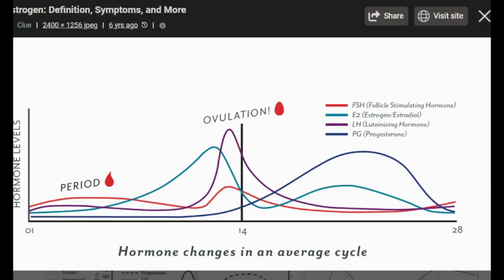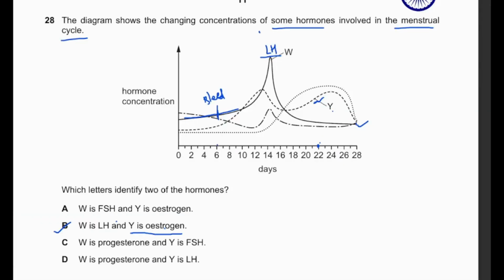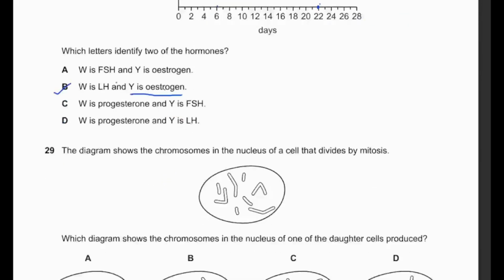And here we have the same, second, estrogen. On top of that is an FSH. So this one is FSH. This one is our estrogen, and the one which we have here is LH, luteinizing hormone. I hope this is making it clear. So the B one is the correct one. Okay, moving to the next question.